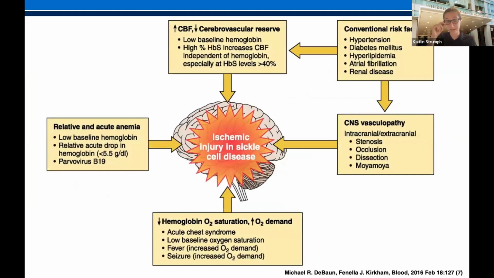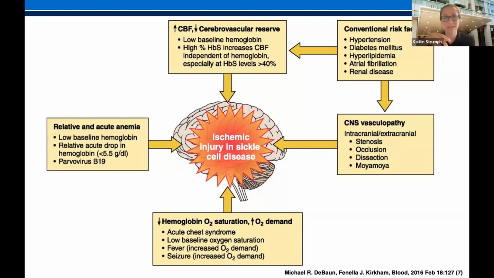Okay, so this is one of my favorite diagrams. It really shows the multiple factors that likely play a role in ischemic injury. And I think it summarizes fairly well a lot of the evidence we've accumulated surrounding what causes these events. So you can see, on the left, there's relative and acute anemia. So if a patient comes in and has an acute drop in their hemoglobin, whether it's from an acute crisis or a parvovirus infection, that can cause ischemic injury. If you just have a low baseline hemoglobin, so just low, baseline more severe anemia, those kids are at higher risk for having ischemic injury.